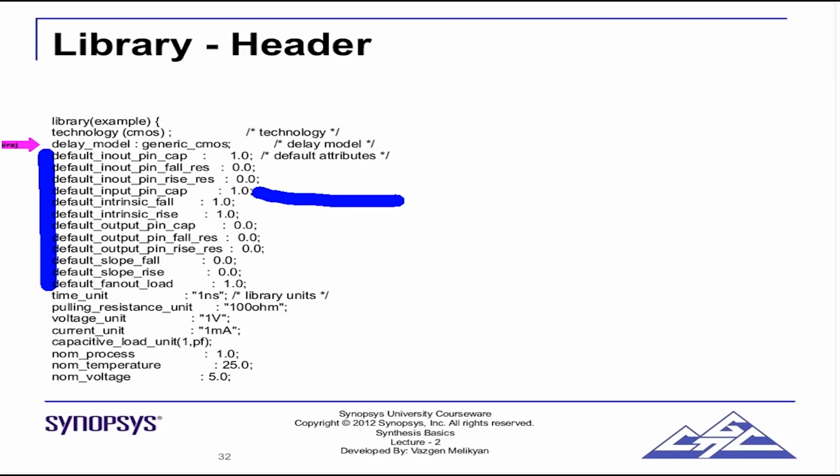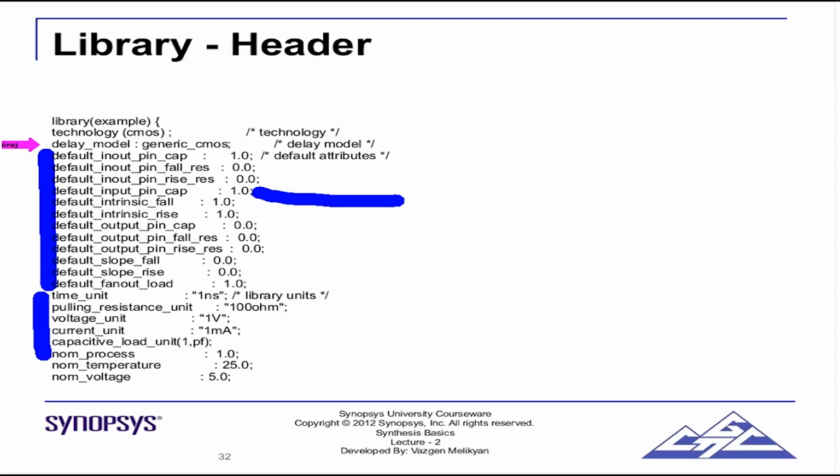So it is a good practice to have these, since if you miss any particular attribute, then that will not be zero. It is not zero here. So if you miss out the input cap definition for an inverter, it will take some value which is defined in the default. Then it defines the units: timing unit, resistance unit, voltage unit, current unit, capacitance unit. So the units are defined here.